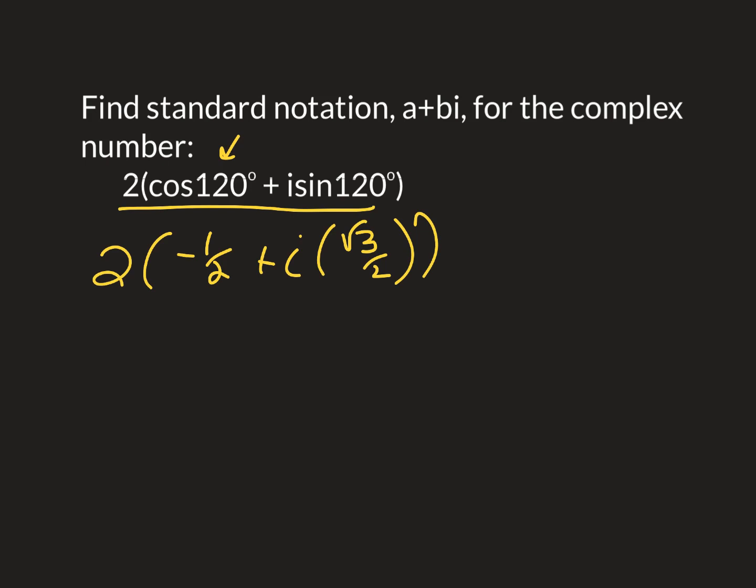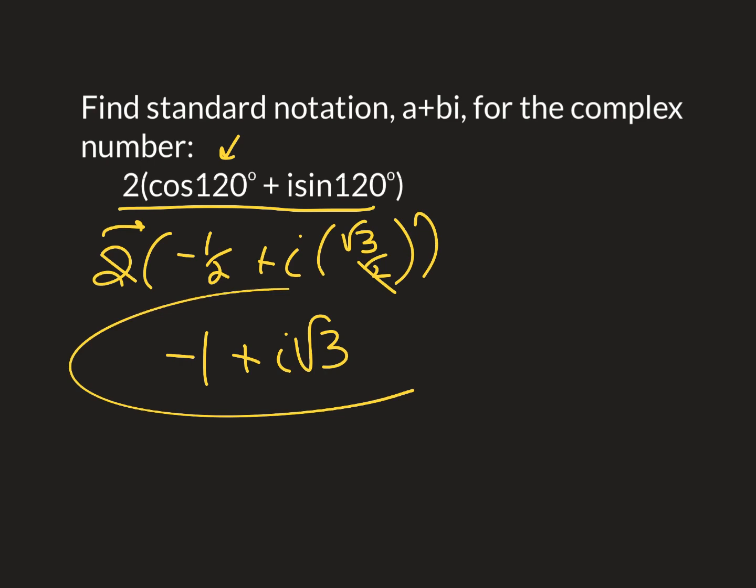So all I'm going to do to finish up here is distribute this 2 in the front. 2 times negative 1/2 is negative 1. If I do 2 times the square root of 3 over 2, the 2's cancel, so I get i square root of 3. And guys, there it is. All right, there's the standard form.